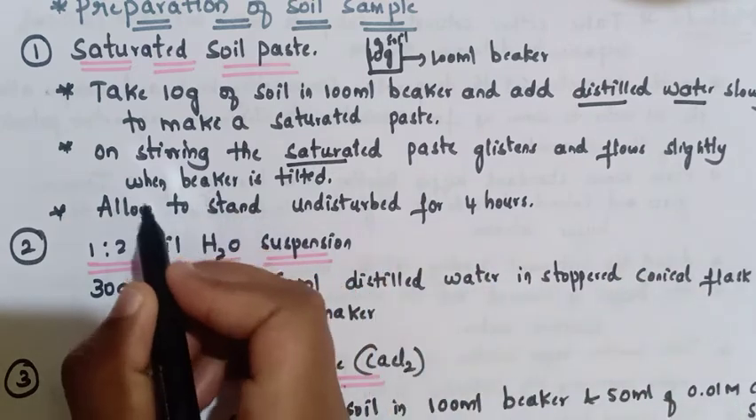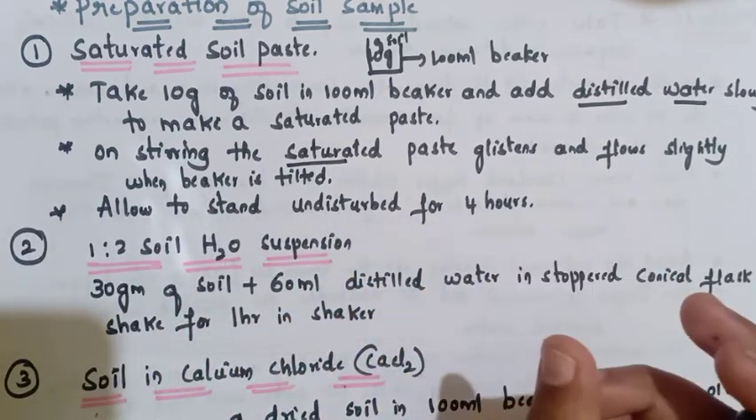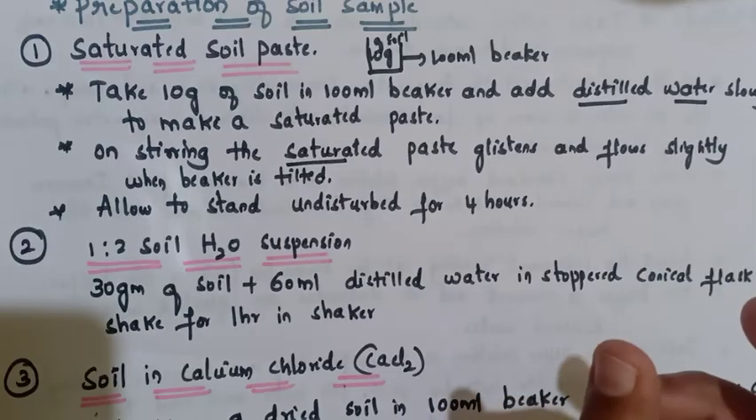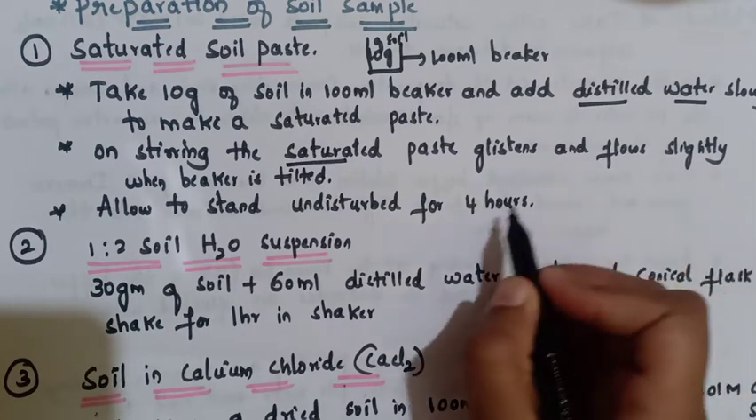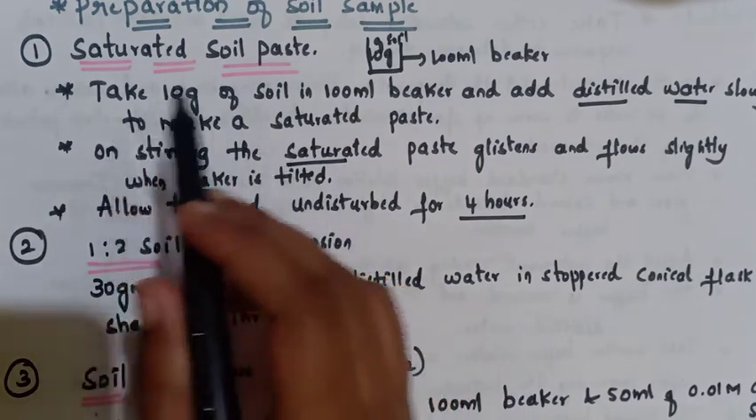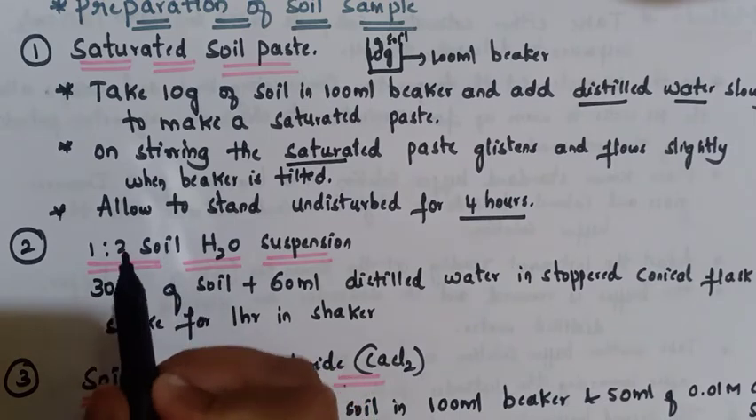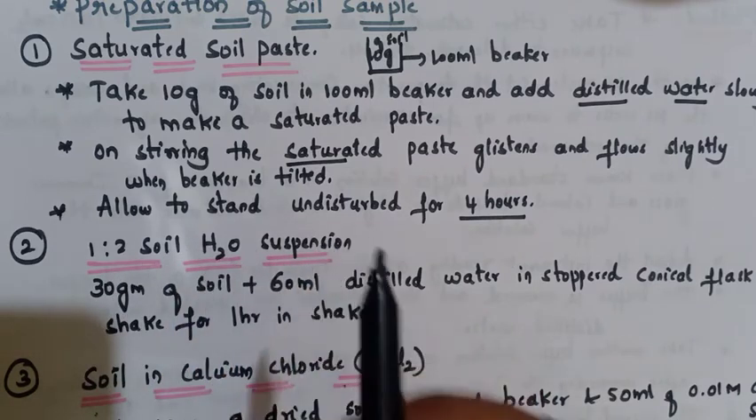Next, we have to allow it to stand undisturbed for 4 hours. We should not disturb this soil sample for 4 hours. This is about the preparation of saturated soil paste. Then coming to the preparation of the 1:2 ratio of soil H2O suspension.